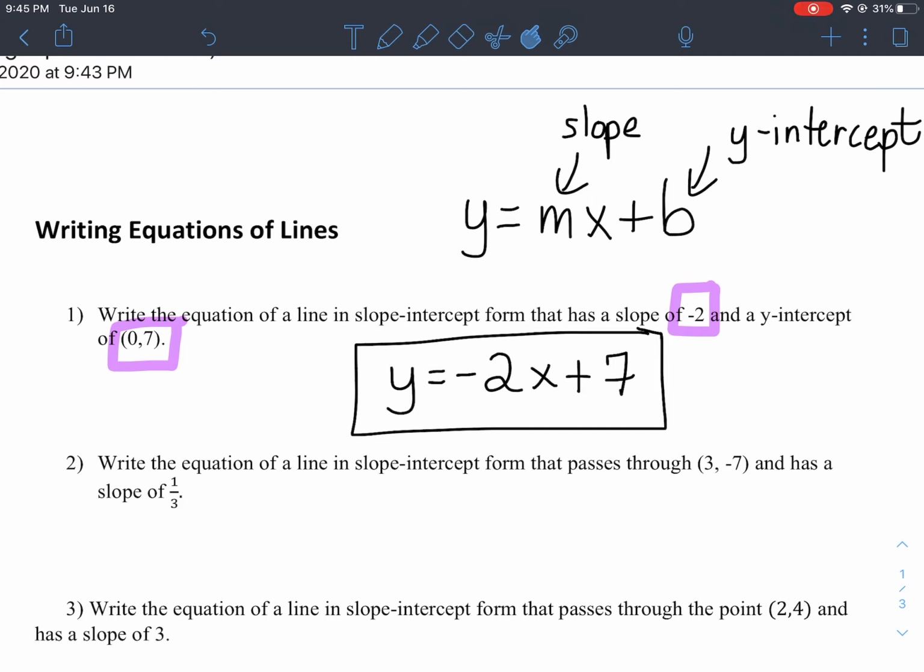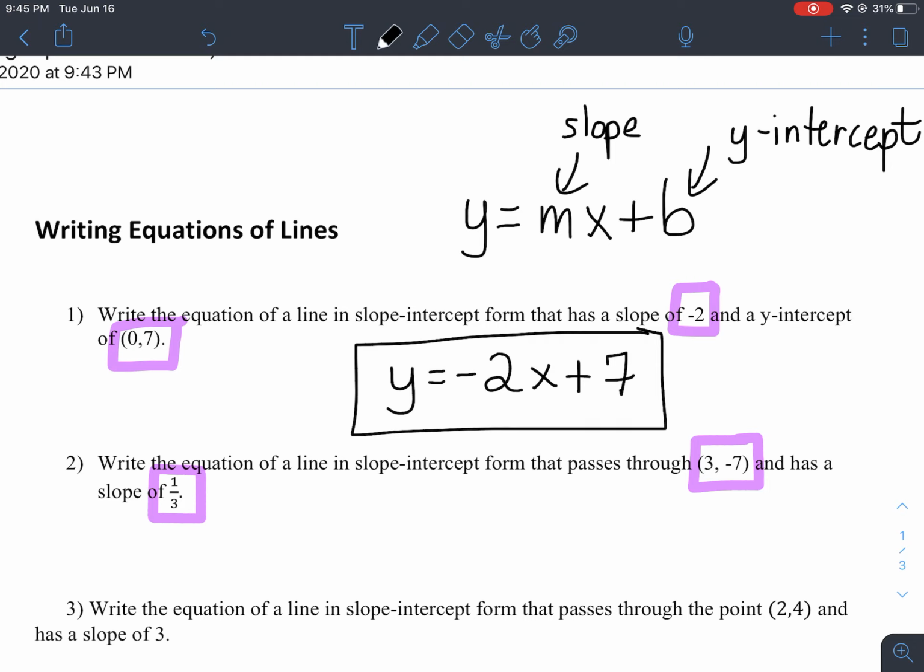Now the next one we're going to look at is just a little bit more challenging. It says write the equation of a line in slope-intercept form that passes through (3, -7) and has a slope of 1/3. The reason this one's a little bit more difficult is because we're not given our y-intercept. We don't know what our y-intercept is. All we know is that this line passes through (3, -7).